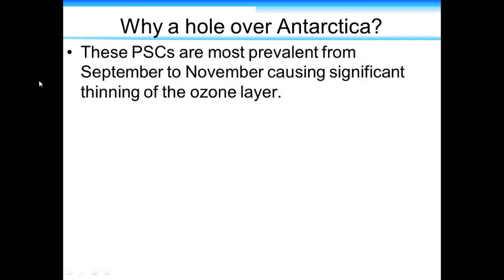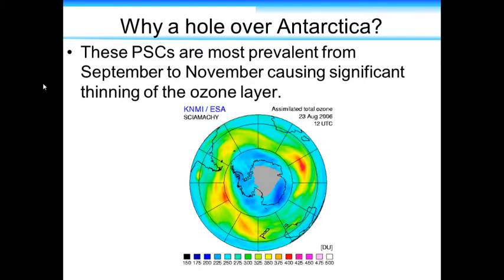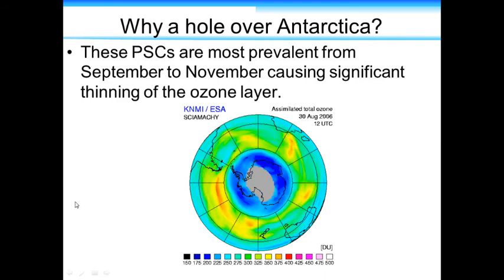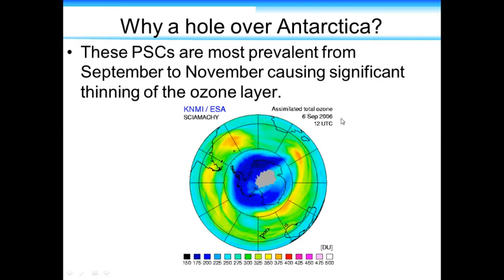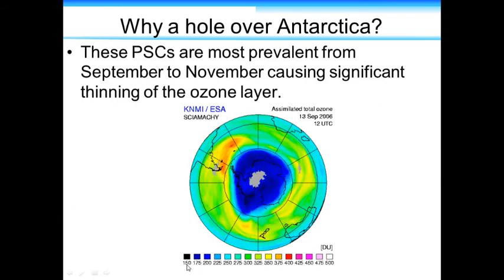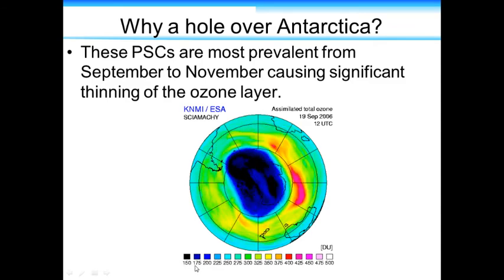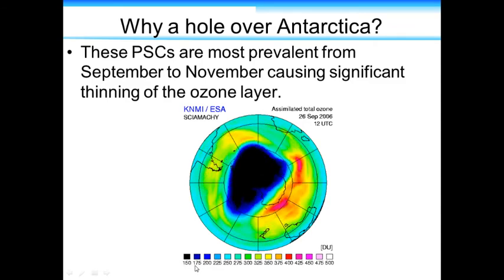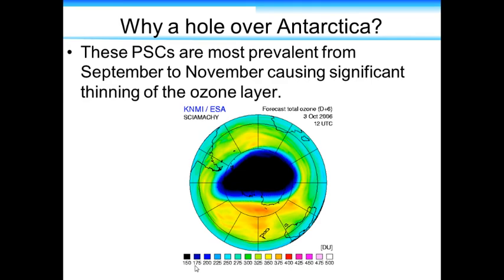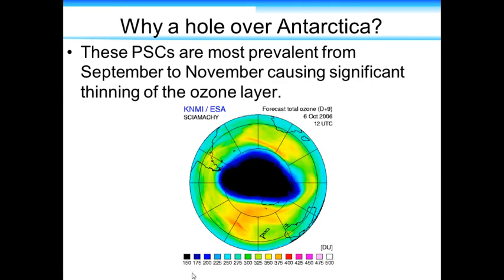These clouds form most frequently from September to November. And that's why if you look at this time lapse, we're starting in August, and you can see lower concentrations of ozone are blue and black, and right around September, going through October, that's where our lowest concentration of ozone occurs.